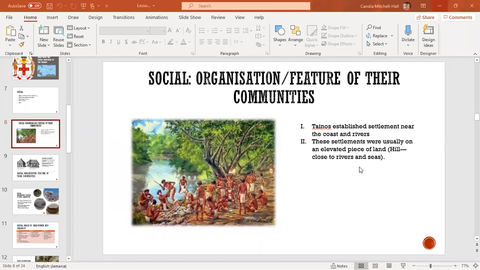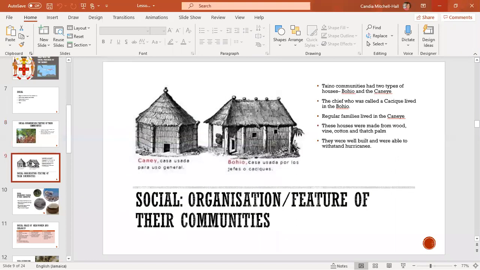All right? So that is one of the first things that we know about their settlement. They settled near rivers, they settled near coastal areas, and the land is usually elevated. Next time you're driving through Spanish Town, ask your parents where is Central Village. Ask them also where is the Taino Museum, or there's a museum located there.